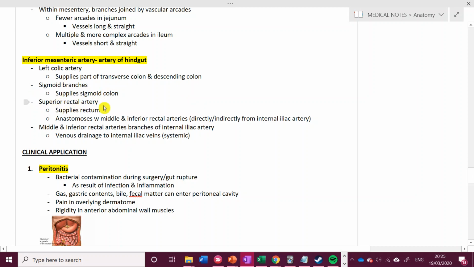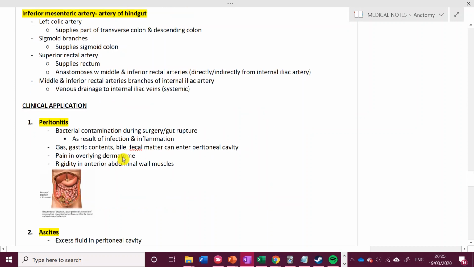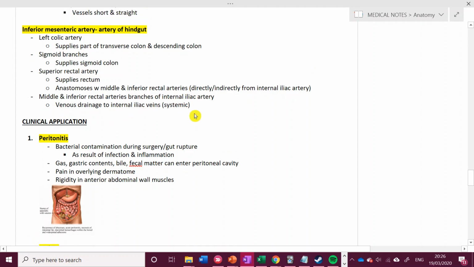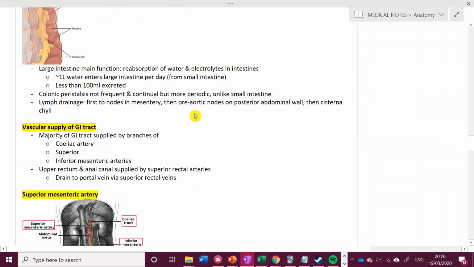The superior rectal artery supplies the rectum and anastomoses with the middle and inferior rectal arteries, which are branches of the internal iliac artery. Then you've got the venous drainage to the internal iliac veins and then to the systemic veins. So that was pretty much it.